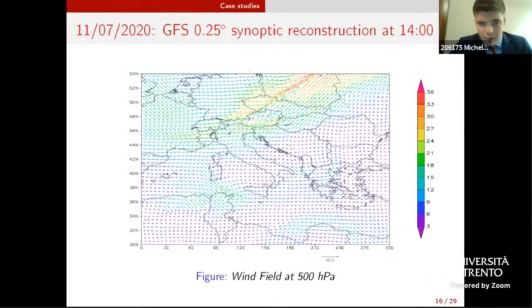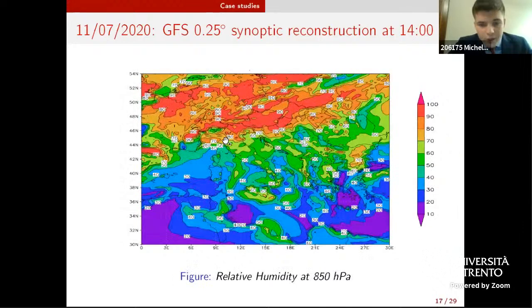The wind field at 500 hectopascal reports wind directed eastward above the region, and the relative humidity at 850 hectopascal reports larger values of relative humidity in the northeast and lower values, in particular at the border between the two regions, Piedmont on the left and Lombardy on the right.